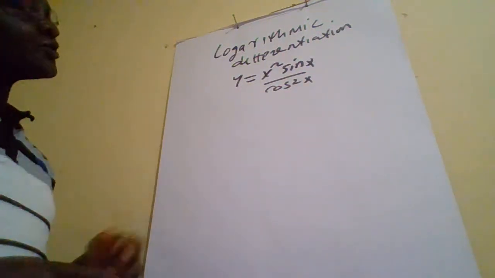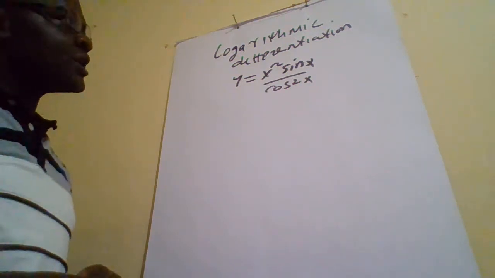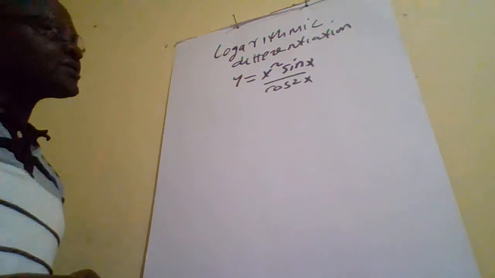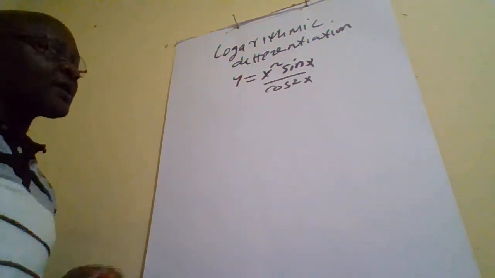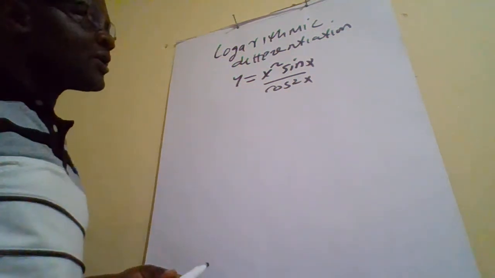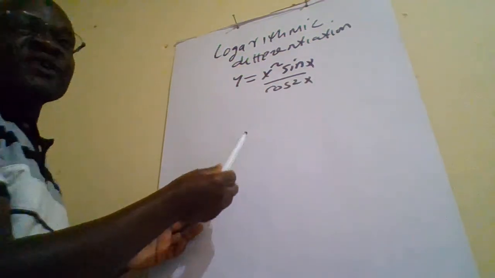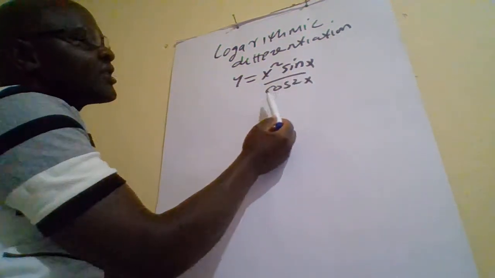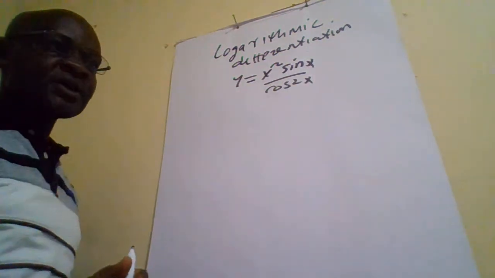We have the equation y equals x squared sine x all over cos 2x. Now, in this section, remember we have three variables. We have x squared as a variable, sine x as a variable, then cos 2x as a variable.